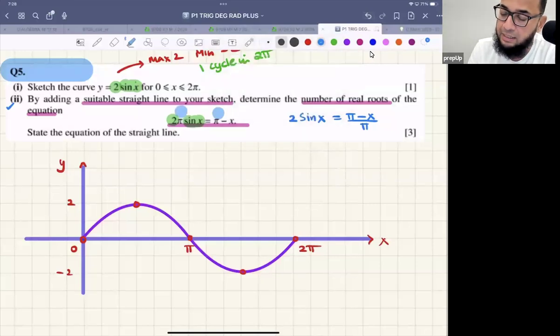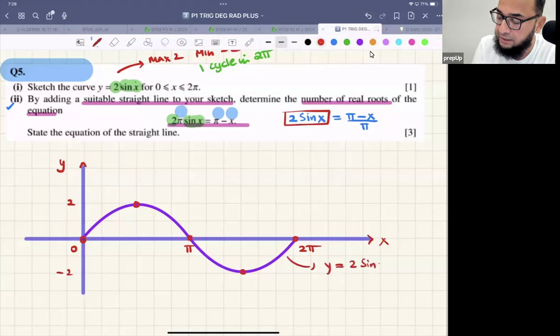And there is pi, there is x, and I have transferred to the other side. So 2 sin x is equal to this. This is what you have drawn, which is right over here. Y is equal to 2 sin x. So replace y. Pi over pi is 1 minus x over pi. This is the straight line.